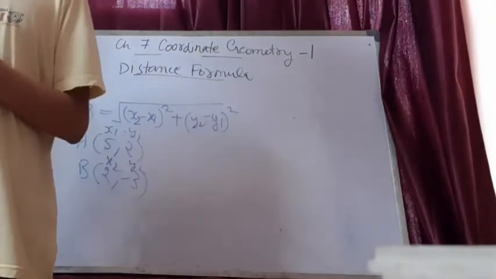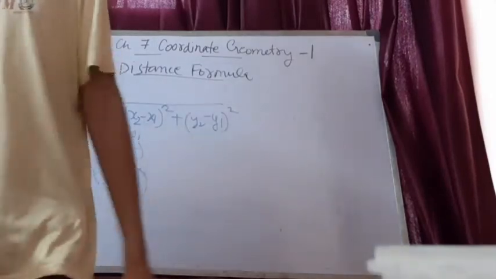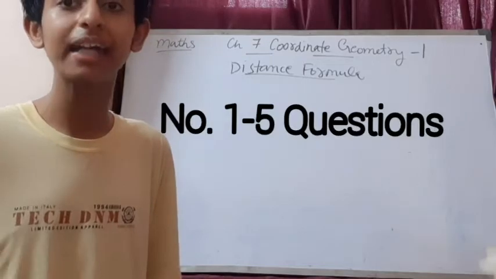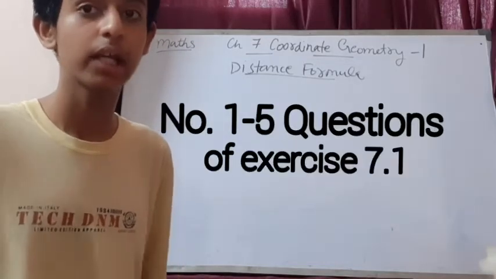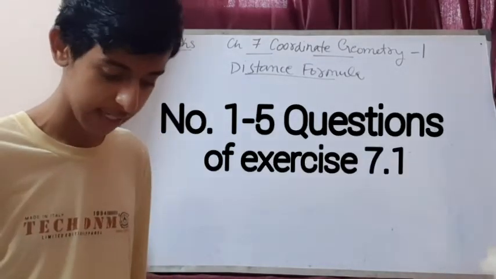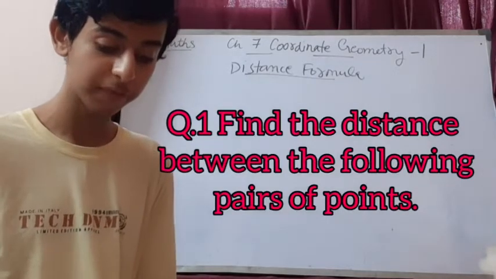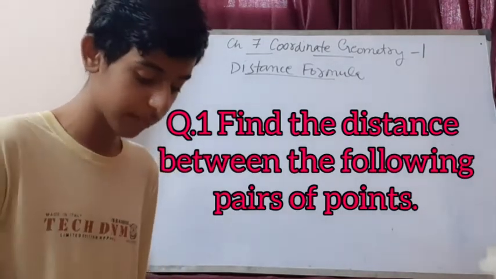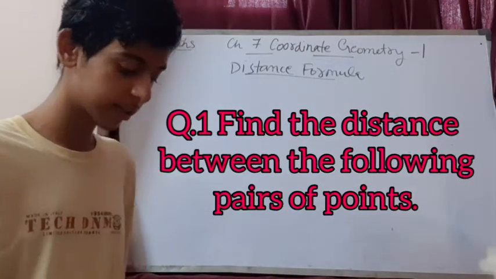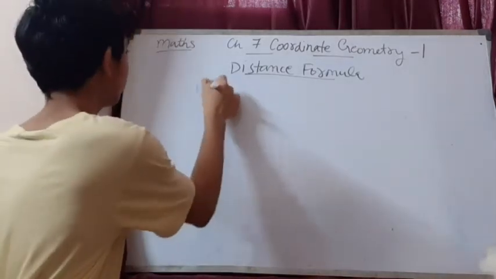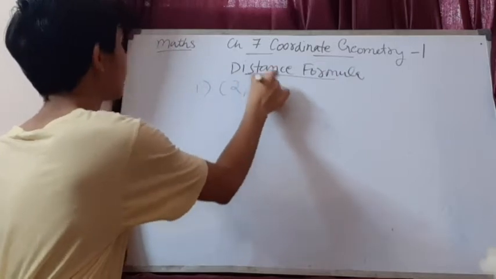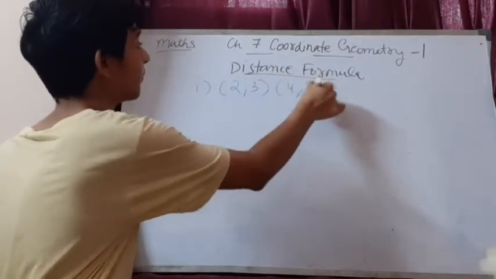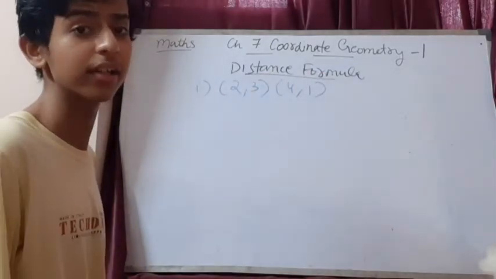Now we will be solving some questions related to the distance formula. Today we'll be completing question number 1 to 5 of exercise 7.1. So let's see what the first question says. Find the distance between the following pairs of points. The points are given to you. If I am talking about the first part, it is given to you (2, 3) and (4, 1). These are your points that are given to you.